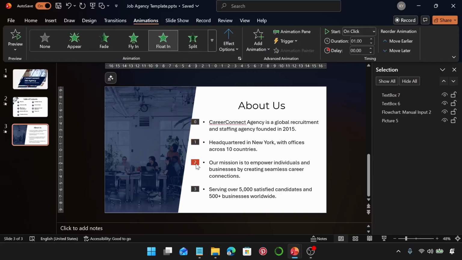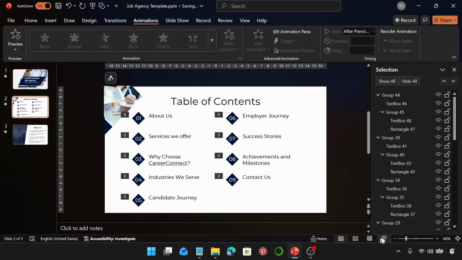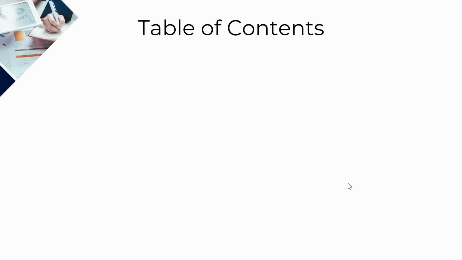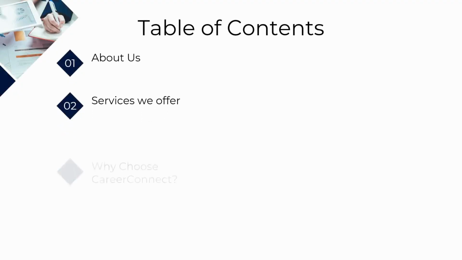So these numbers represent the animation for each text. So they are all still set to on click. So this will be after previous, after previous, after previous. Let me go back to this one, start the slideshow once again, and we'll have this option.